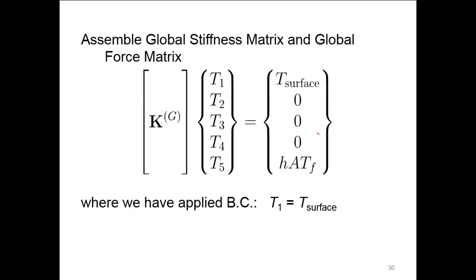All right, so we're going to assemble our global stiffness matrix. Here's where we put all of our stiffness matrices together. Globally, we have all our temperatures here, and our boundary conditions say the temperature at the surface is defined at node 1. Then at node 5, we have this boundary condition with HA times TF, the convection boundary condition that's driving the heat transfer out of the wall.